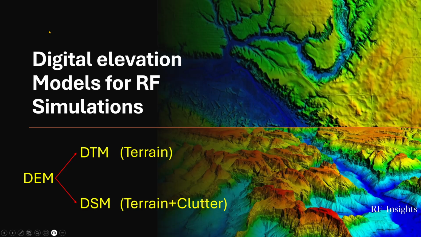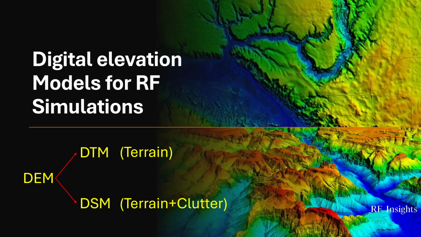Digital elevation models, or DEMs, are gridded datasets that represent the Earth's surface elevation and are widely used in RF simulations, and also for wireless planning and terrain analysis to account for obstacles, diffraction, and line-of-sight conditions. They're typically collected through remote sensing techniques such as satellite radar, light detection and ranging methods, photogrammetry from aerial imagery, or ground surveys.